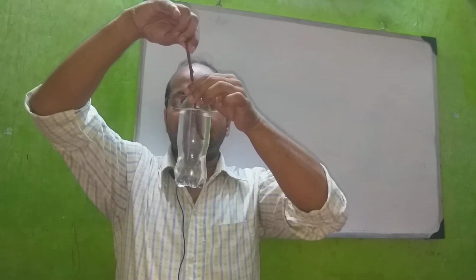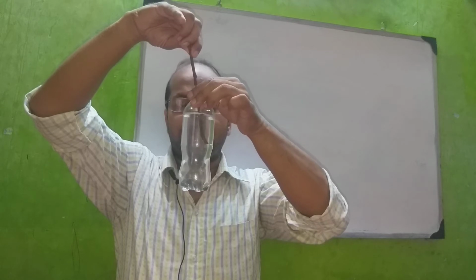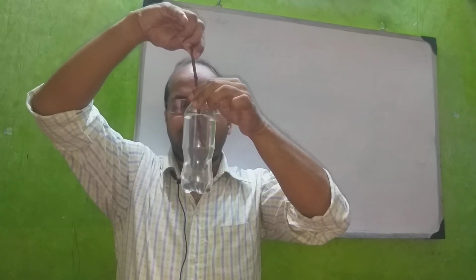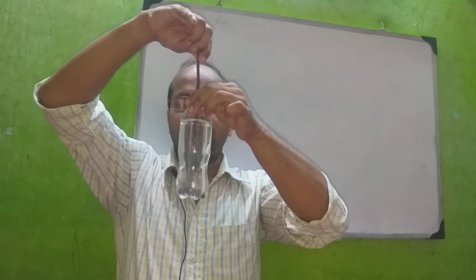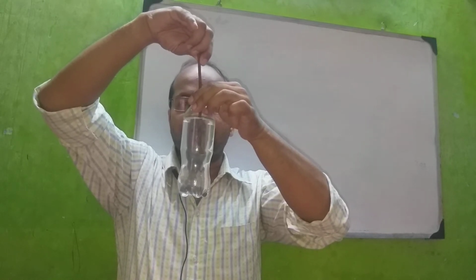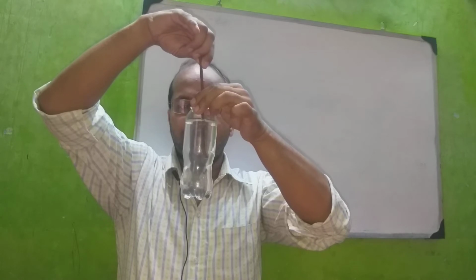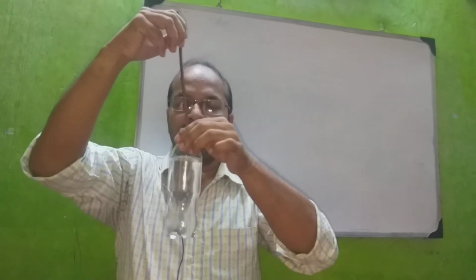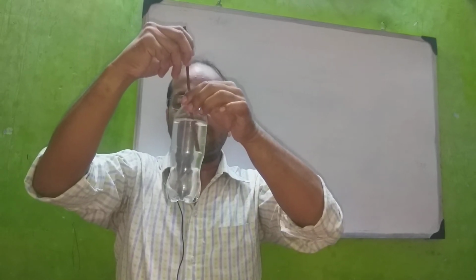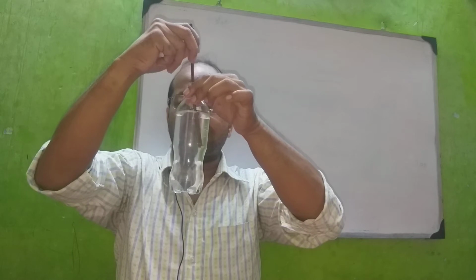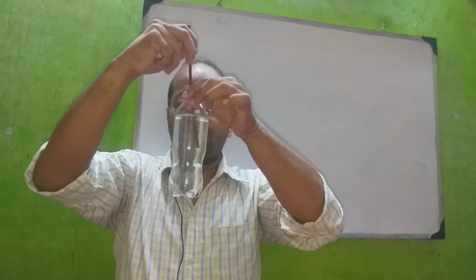You might have seen that the stick seems bent in water. See, I have kept the stick straight, but still it seems a little bit bent when it is going inside water. When I am taking it out, it is okay. Let me do it from the other side. I am placing it, and when it is going inside, you can see it is slightly shifted. It seems slightly bent when it is going inside water.